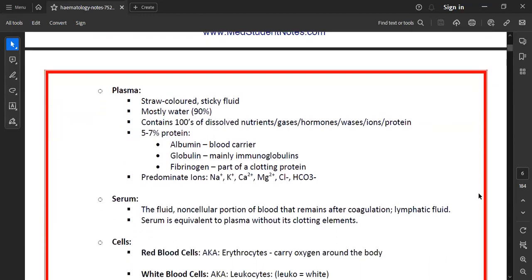So the plasma is a straw-colored sticky fluid that is mostly water. It contains very many dissolved components that are required for the body, like ions, hormones, of course. These are the non-solid components that will not go to the bottom after centrifugation. The difference between plasma and serum is just that serum does not have clotting elements, but plasma also includes the clotting elements. That's just the major difference between plasma and serum.